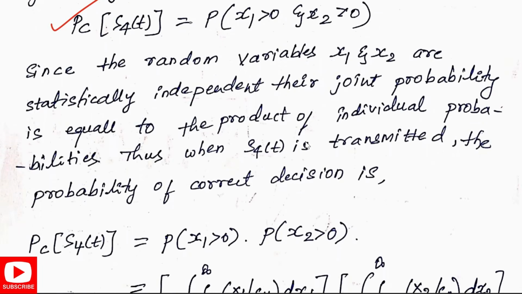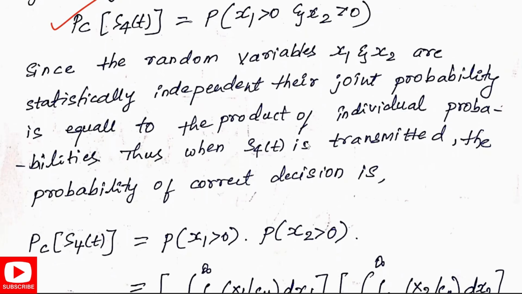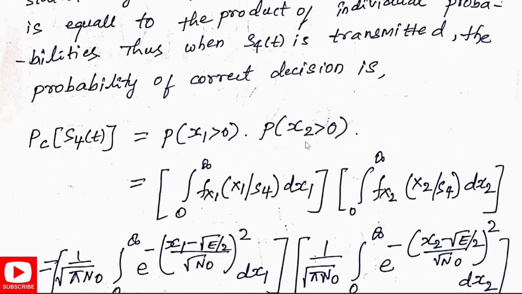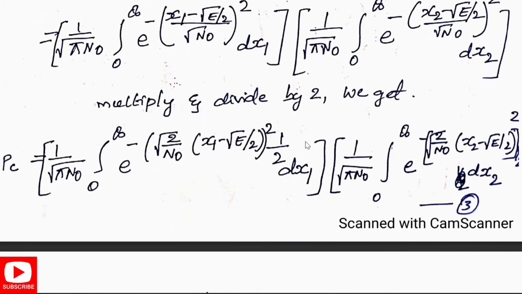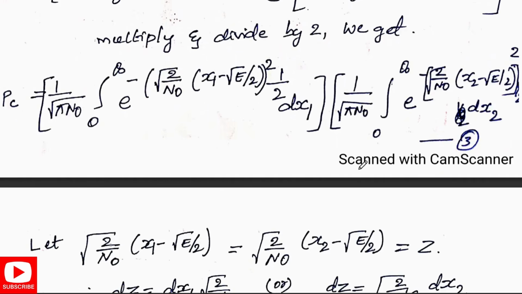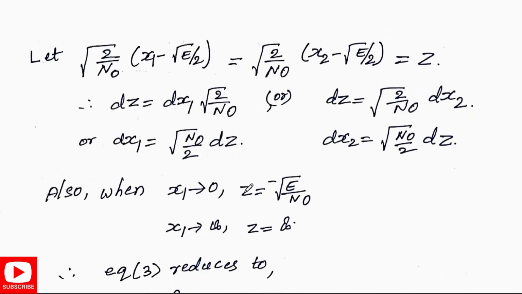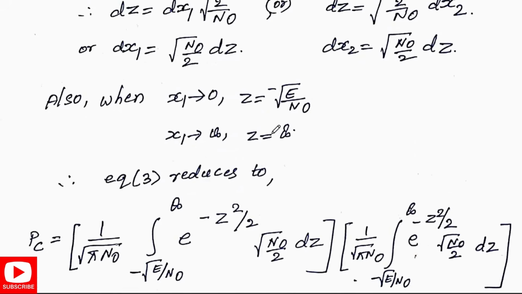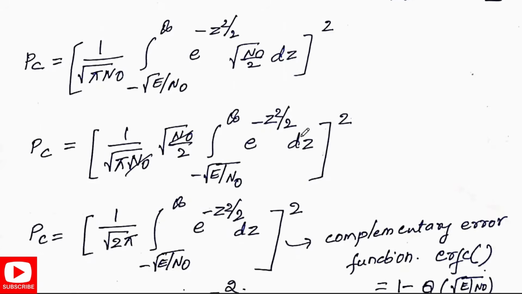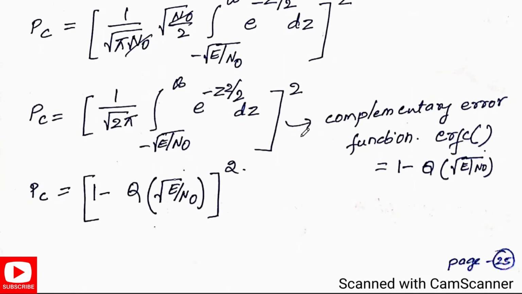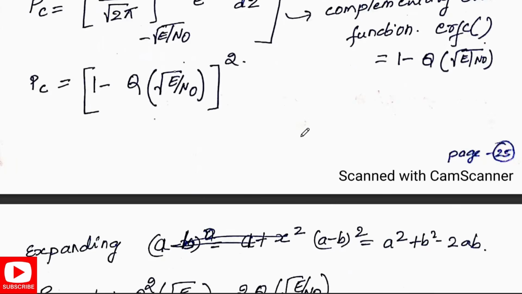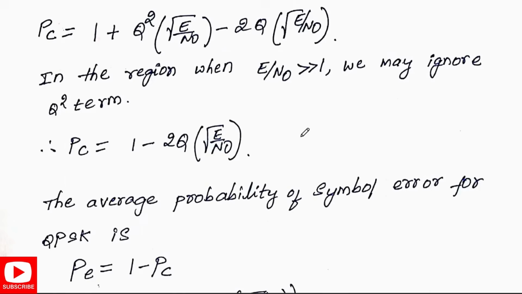Since we are using random variables, they are statistically independent, so the joint probability is the product of the individual probabilities. We can write it as separate probabilities. Substituting the above equation, we did multiplying and dividing by 2. We get this, and then individually separating it out and changing the limits. On substitution, we get a complementary error function, erfc, equal to 1 minus Q of square root of E by N naught. After that, again we expand.